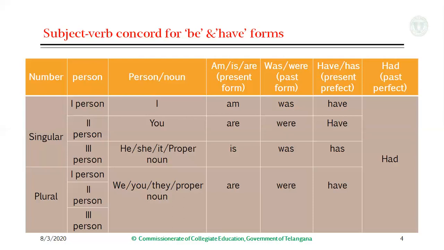Now let's look at the plural. Here, first person plural is we. We are playing cricket. We are all friends. You are all friends. You are all good friends. You are reading the newspapers. You are nice to look at. They are students of engineering.